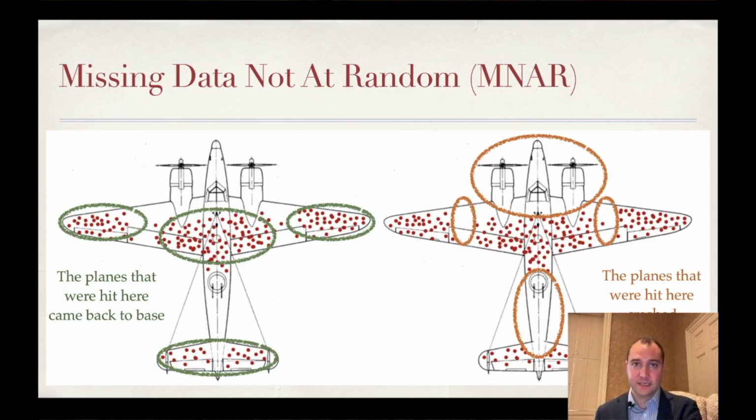Okay. This is an example of data missing not at random. Missing not at random means the data that we have isn't totally random. We only have it from our survivors. So there's a survivorship bias. The surviving airplanes are the only data that we have. The data from the airplanes that crashed, we don't know where they were hit.